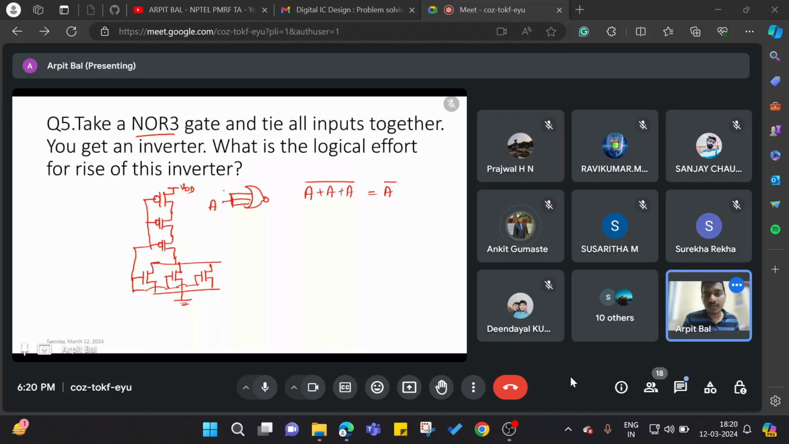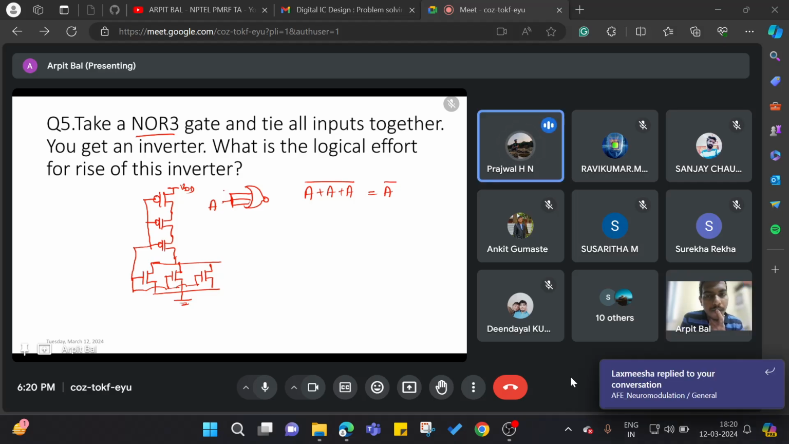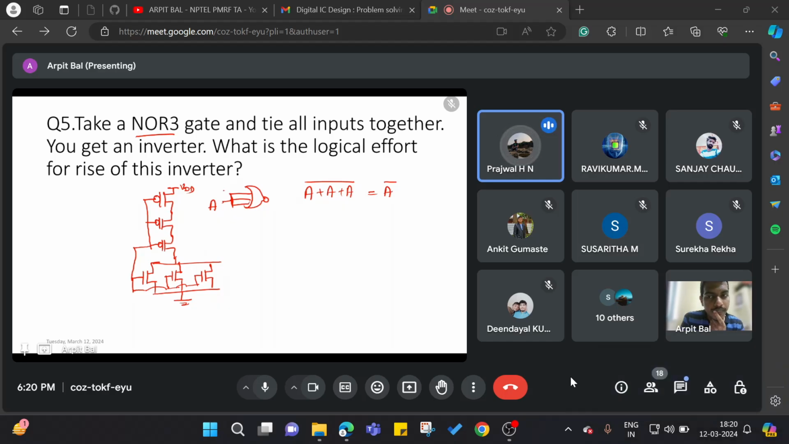Okay, yeah, that's correct. But there is one more part to this question. It is asked what is the logical effort for rise of this inverter? So it is asking for the rise part. Will it matter if I am considering rise or fall in this case? No, because the input capacitance presented as load to the previous stage will be due to both PMOS and NMOS, irrespective of whether it is rise or fall.